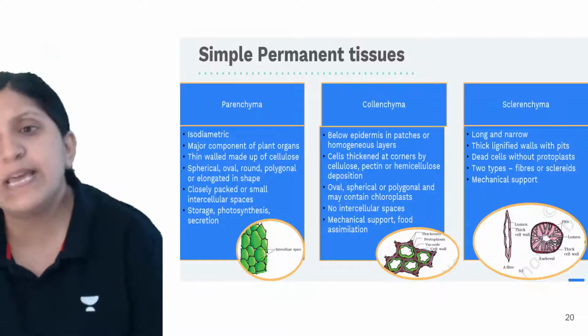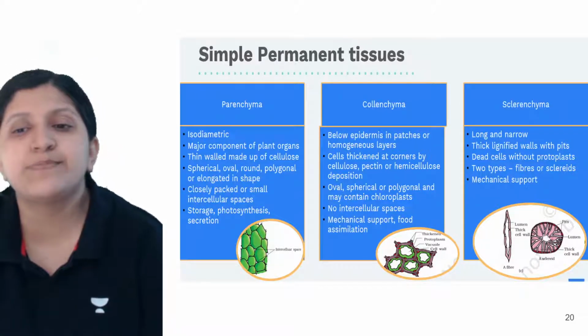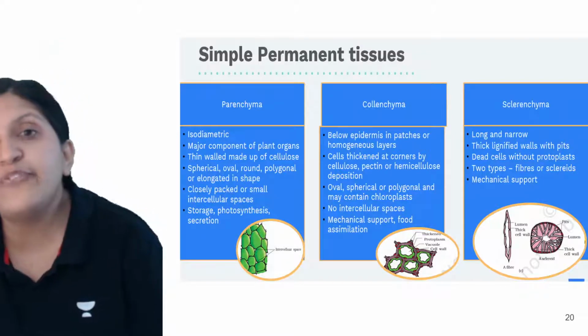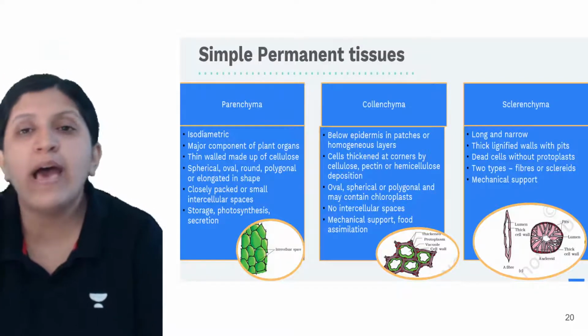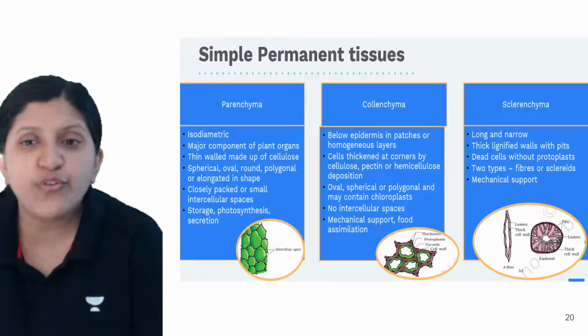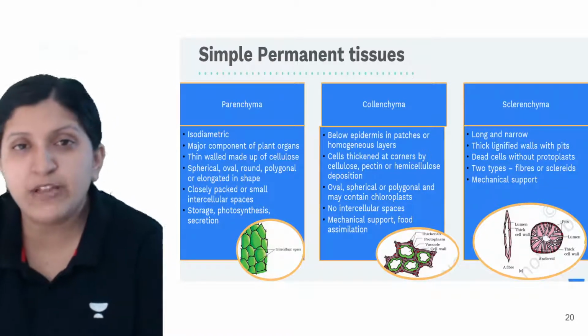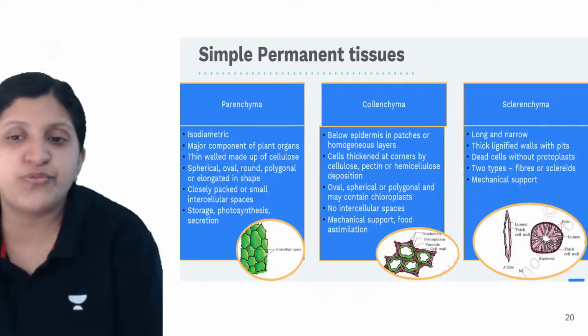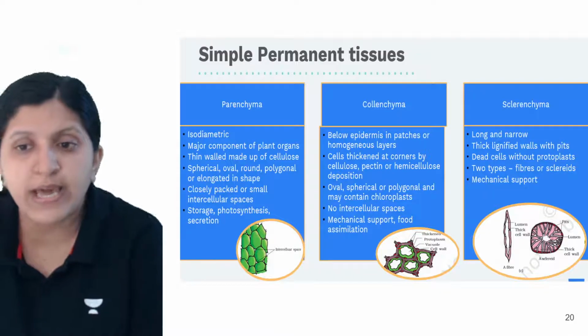Alright, so what is that mechanical support? So basically it is much more stronger, so it is providing a support. And other than that, food assimilation. So now, as the phloem prepares the food, so distribution of the food has to be done, that is to be done through the phloem. So for that, mechanical support for any function, so that has to be done.